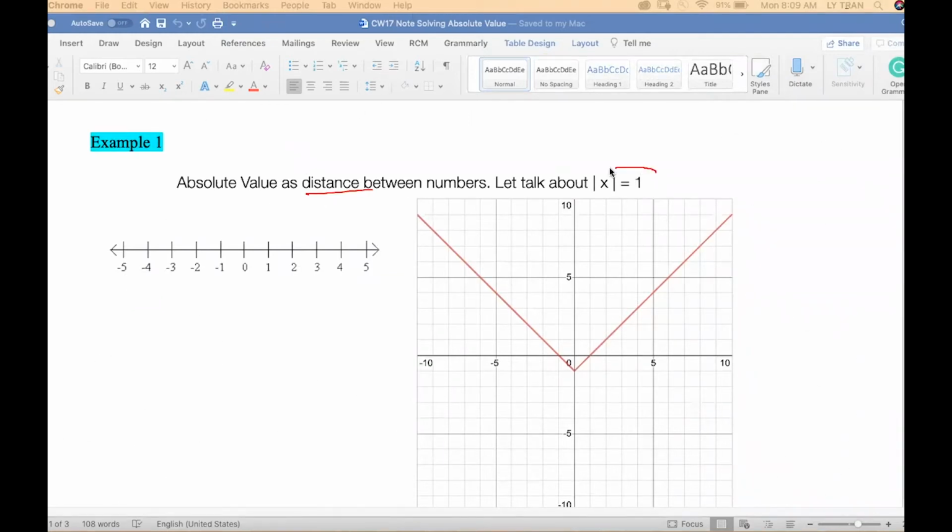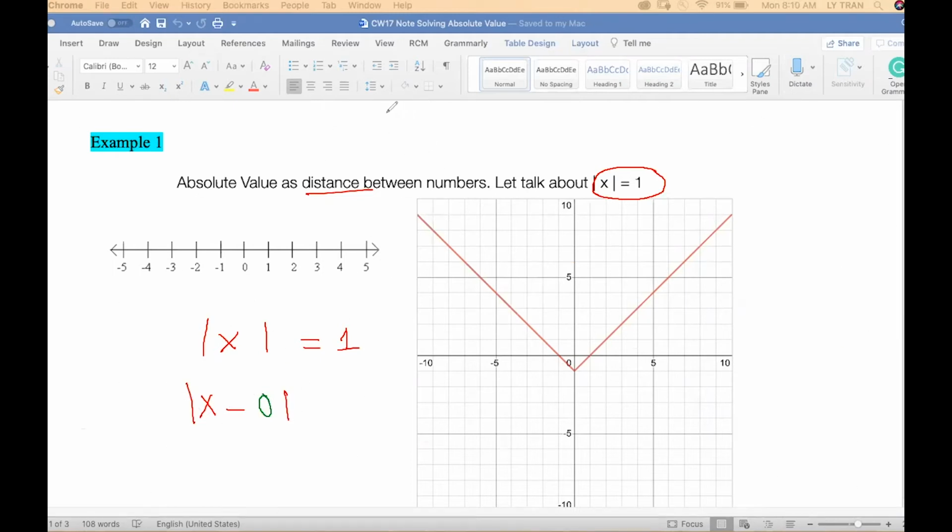So let's talk about the absolute value of x equal to 1. What does that mean? If you don't see a number right there, you are comparing x to minus what? It's just x, which means x minus 0, because it's the distance away from 0. So here we are going to have the absolute value of x minus 0.